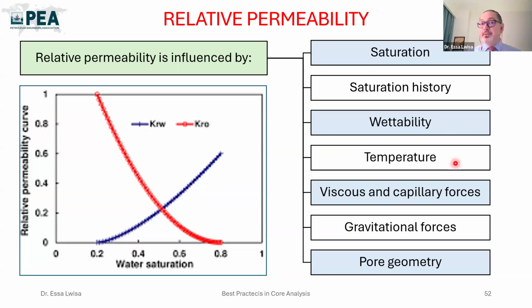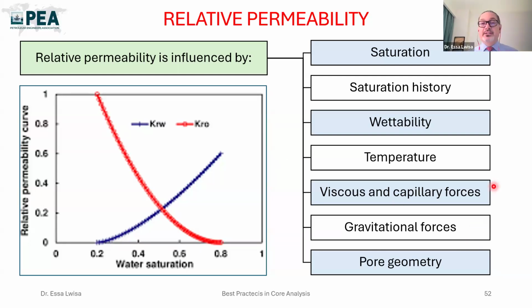It will also be affected by temperature. Why? Because permeability is affected by viscosity of the fluid, and viscosity of fluid is a function of temperature. That is why temperature will affect the relative permeability. Viscous and capillary forces, okay, and gravitational forces. Now, if you are running your relative permeability test by centrifuge, this will be 0.